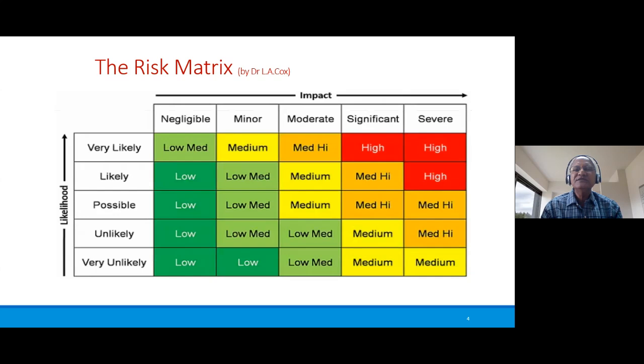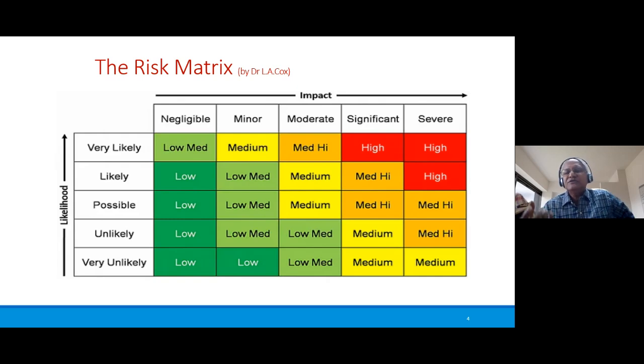When we discuss this risk matrix, it is like this. Some risks have a negligible impact, some have minor impact, some have moderate impact, some have significant impact, some have severe impact. Negligible and very unlikely, whatever, it is negligible. Go to the other extreme: severe and very likely. It is severe and at the same time very likely, so one has to concentrate. Severe but very unlikely, but it is still severe.